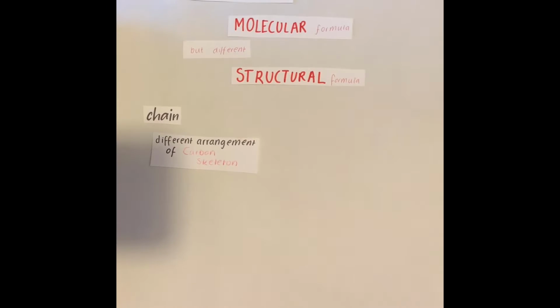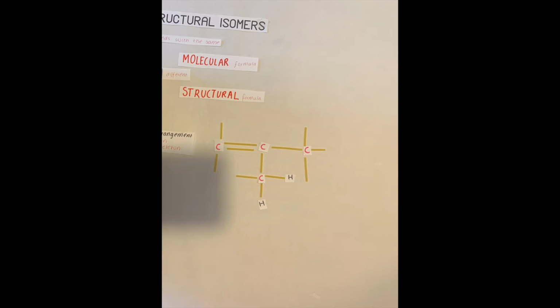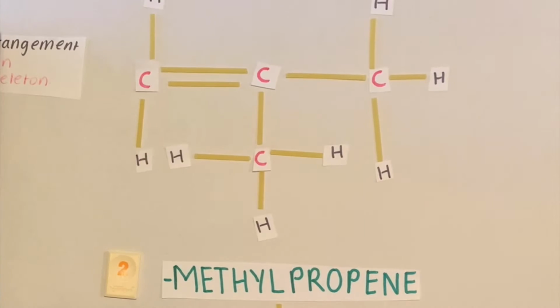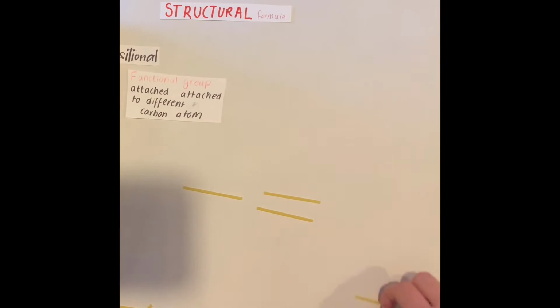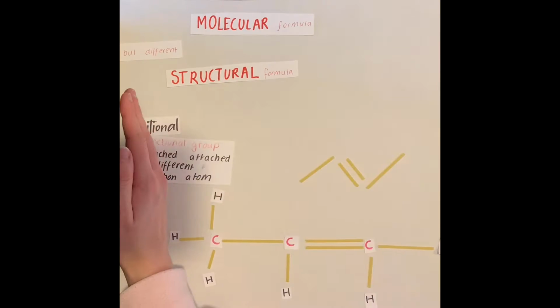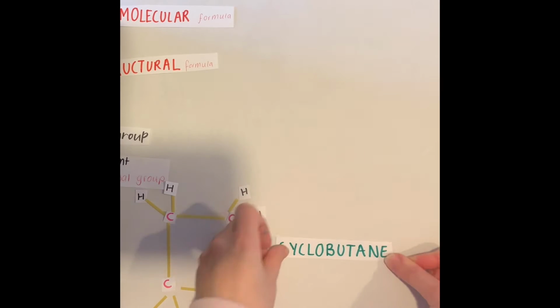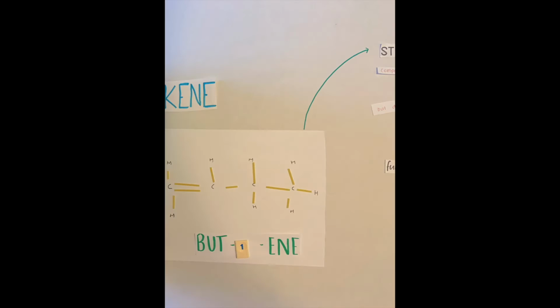These are compounds with the same molecular formula but a different structural formula. We have chain isomers which have a different arrangement of the carbon skeleton. In this case, 2-methylpropene. We have positional isomers where the functional group is attached to a different carbon atom, in this case but-2-ene. And finally, functional group isomers which have a different functional group, in this case cyclobutane.